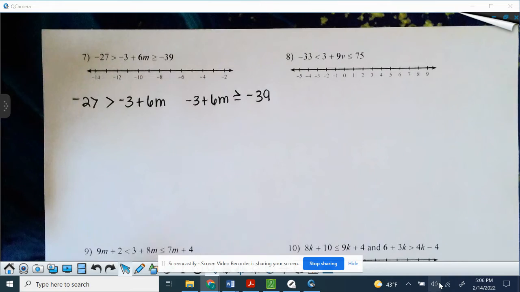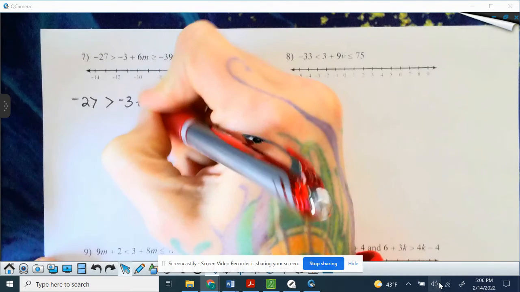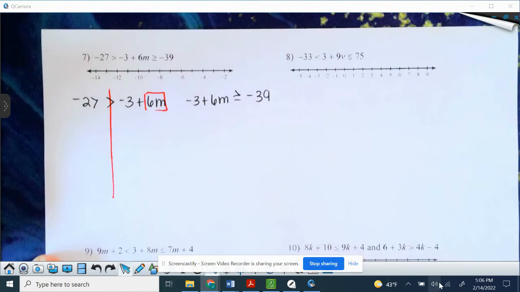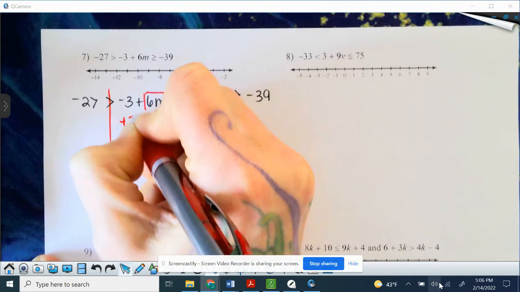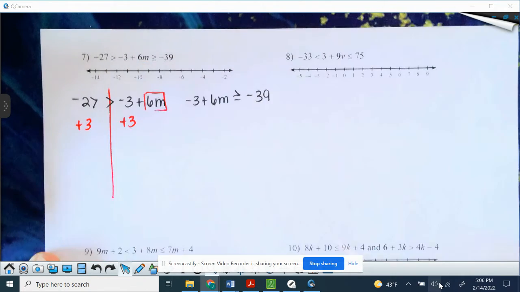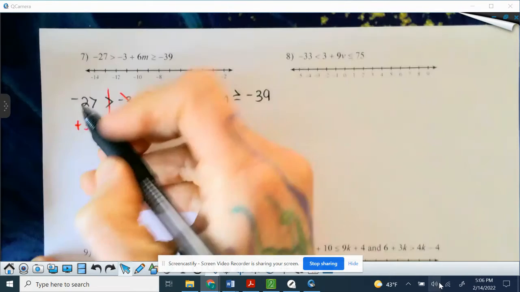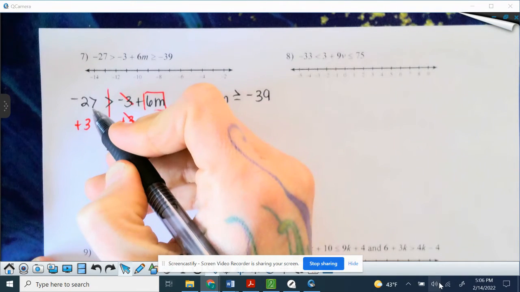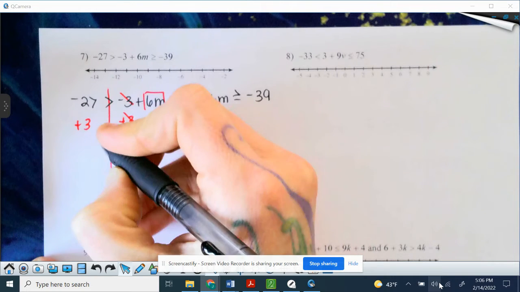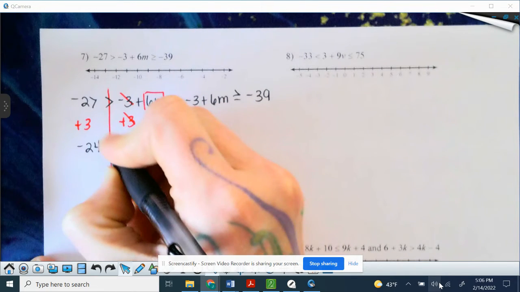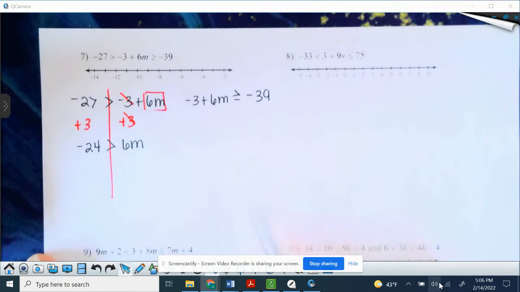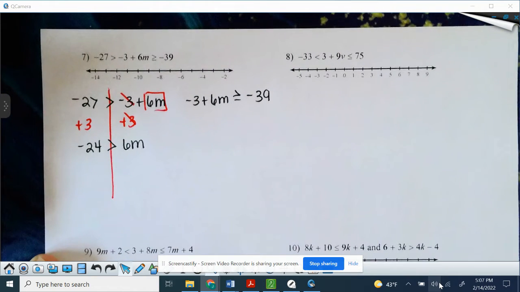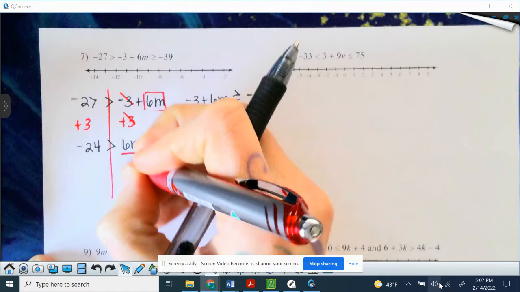We're going to look at the one on the left first. So I need 6m by itself. I'm going to add 3 because it's over here on the side with 6m. We need this to be equal to 0 because we're trying to get that m by itself. So if I owe you 27 and I pay you 3, I'm going to owe you 24. 6m, which is 6 times m, and the inverse of multiplication is division. So we're going to divide by 6.